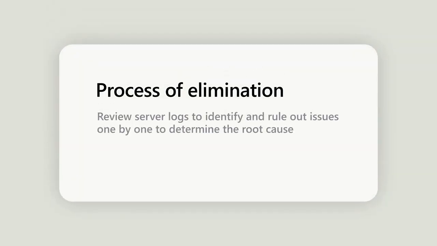In the web server example, the IT team would use the process of elimination by reviewing server logs to identify and rule out specific errors or issues. By eliminating potential problems one by one, such as firewall settings or application configurations, they can pinpoint that a specific misconfiguration caused the downtime. Employing logic and elimination methods in problem solving offers many benefits.